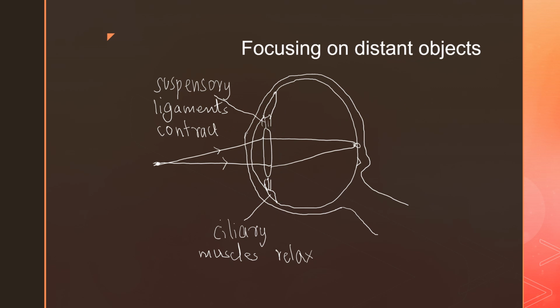Then we are focusing on distant objects. Now, when you're focusing on a distant object, your lens is going to be thin and your suspensory ligament muscles are going to contract while your ciliary muscles are going to relax.